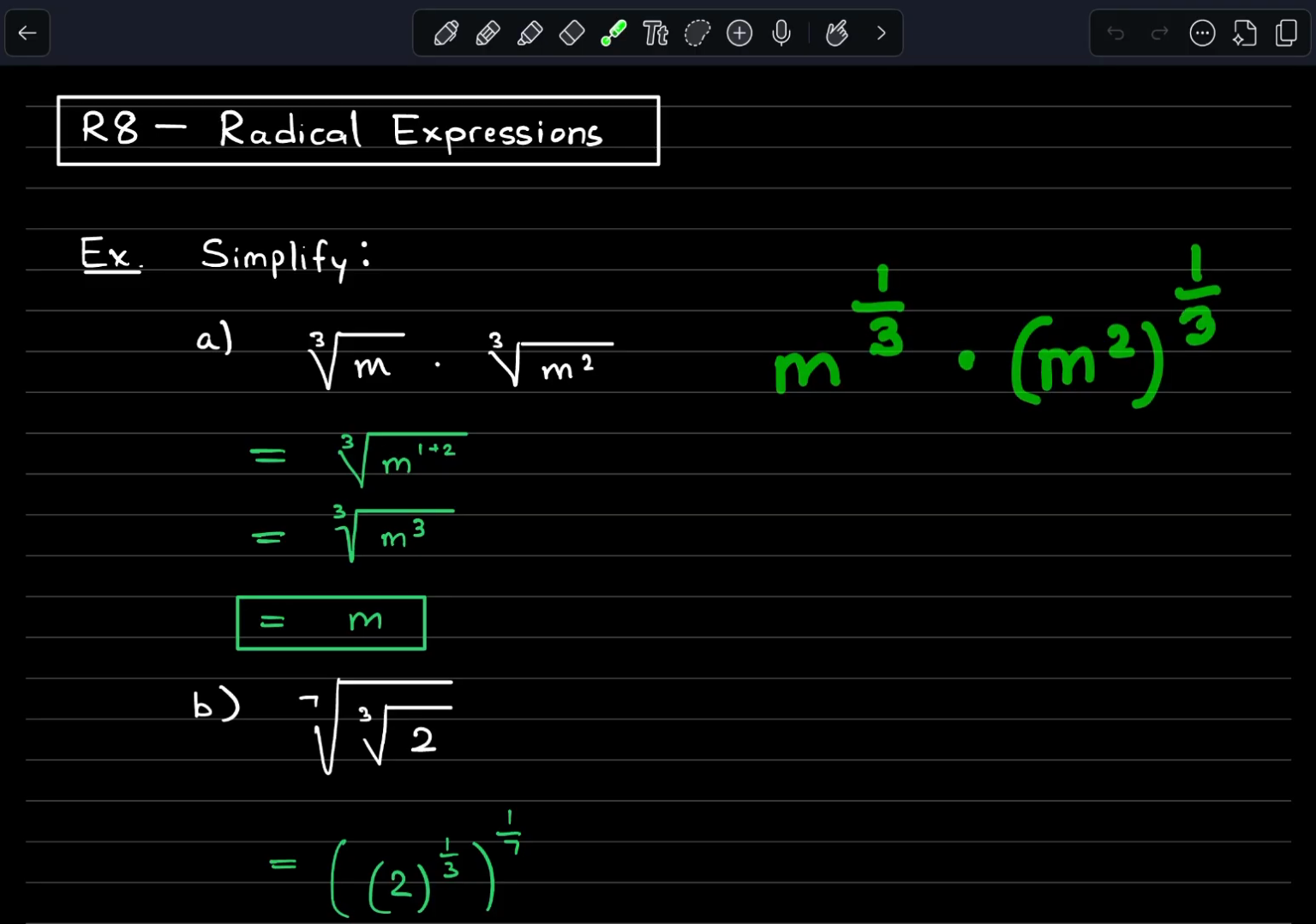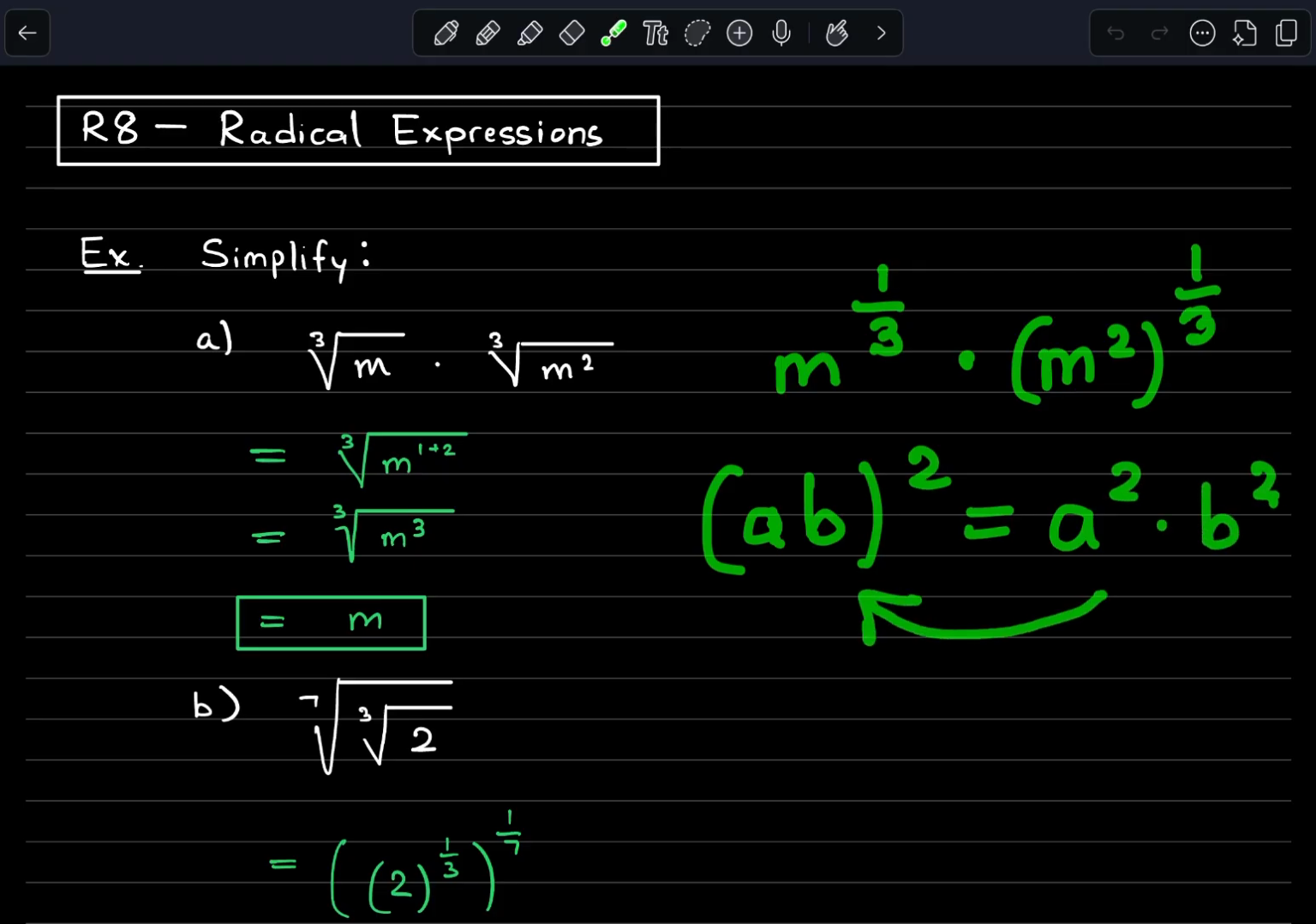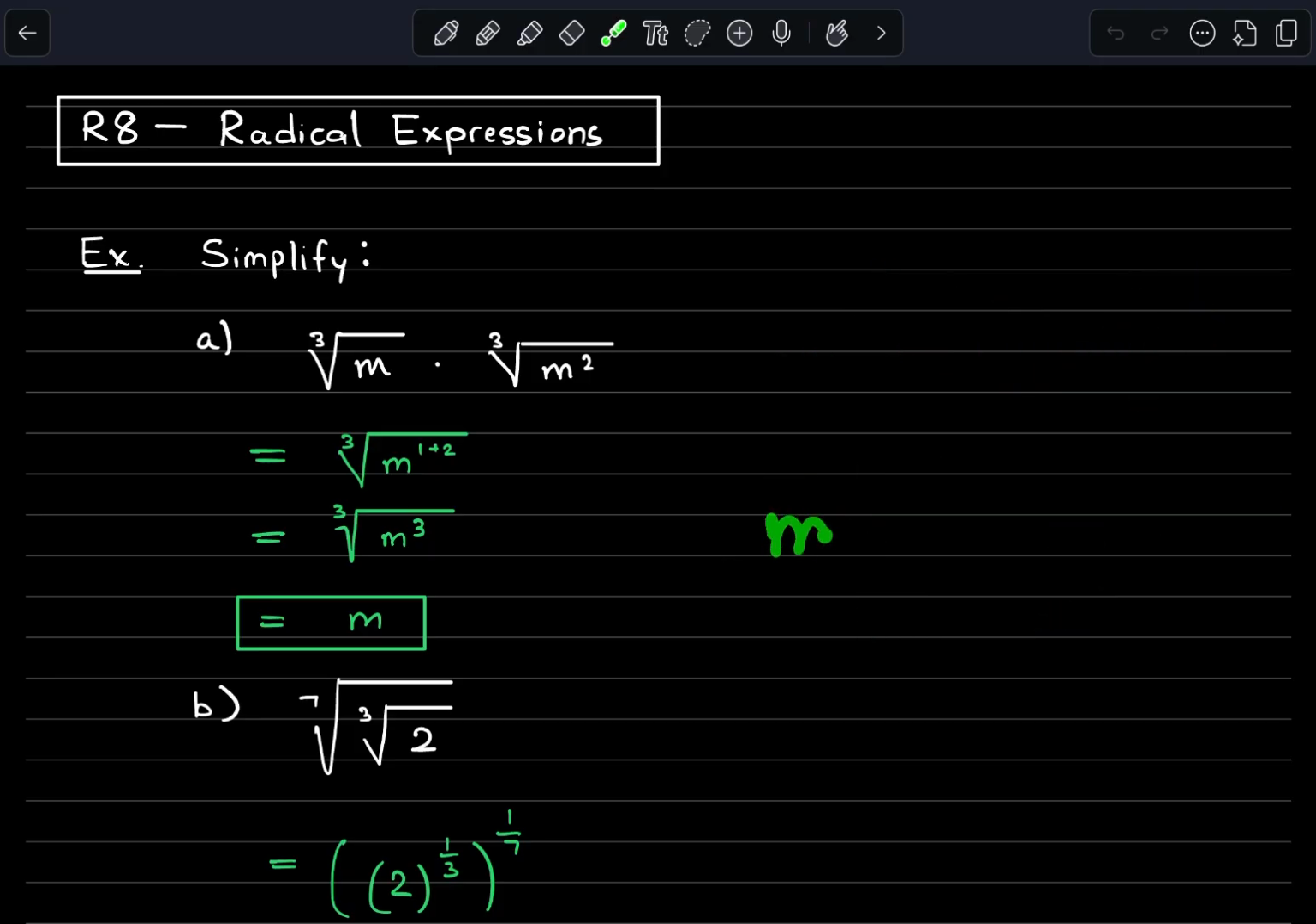And since they have the same power, this is kind of going the opposite direction. If you had two terms raised, say, to the second power, you could have expanded this as a squared times b squared. You can go the other way as well, right? If they're both the same power and they're separated by this multiplication, you can put them together in the same set of parentheses, and then raise them to that power. And that's what we're going to do here. And essentially we're doing that exact thing.